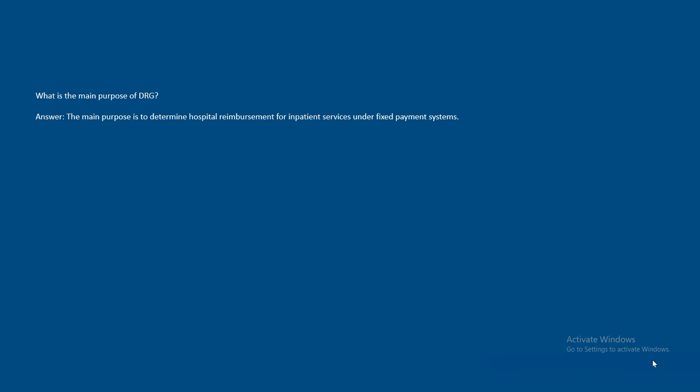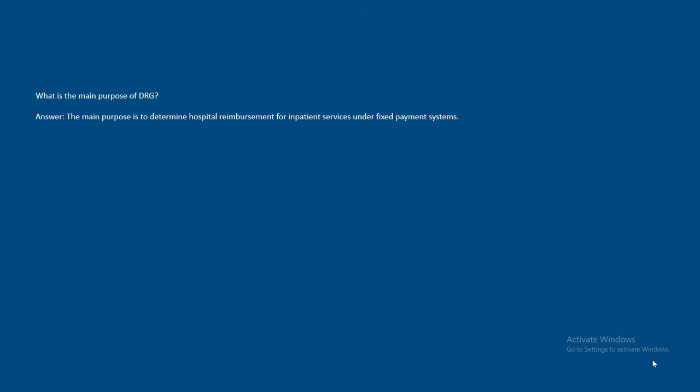First question is, what is the main purpose of DRG? The main purpose is to determine hospital reimbursement for inpatient services under a fixed payment system. So basically, in inpatient coding, we have DRG, and based on DRG only, the hospital will get the amount. What is the full form of DRG? Diagnosis related group. Here in the DRG concept, a few diagnoses will combine and form one group. Under that group, we have a number of ICD-10 codes.